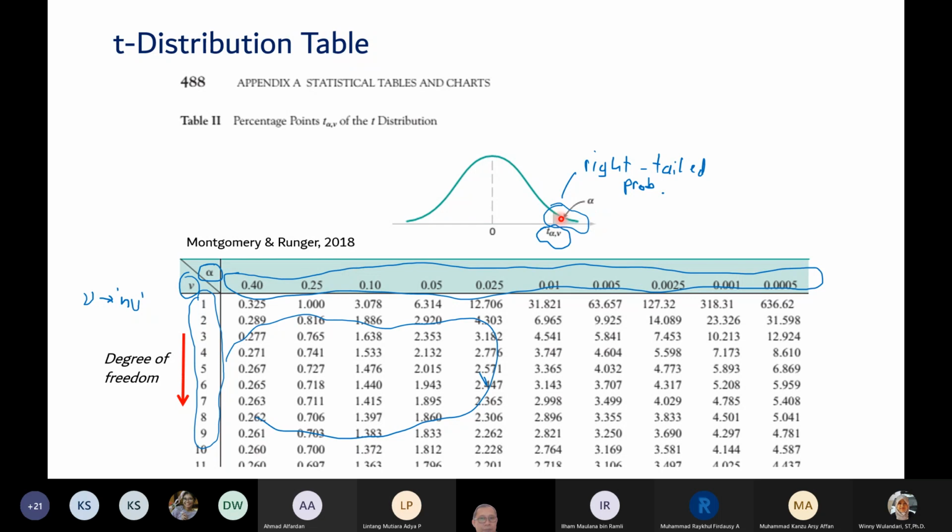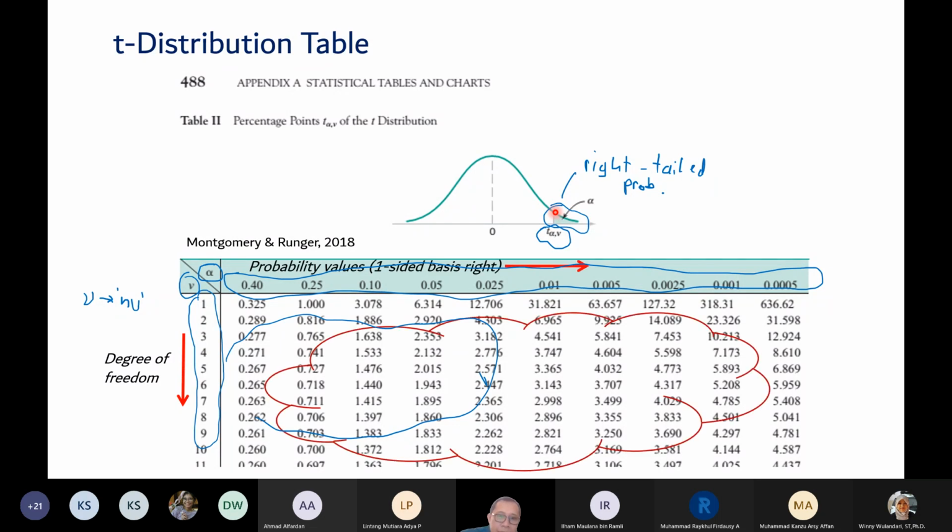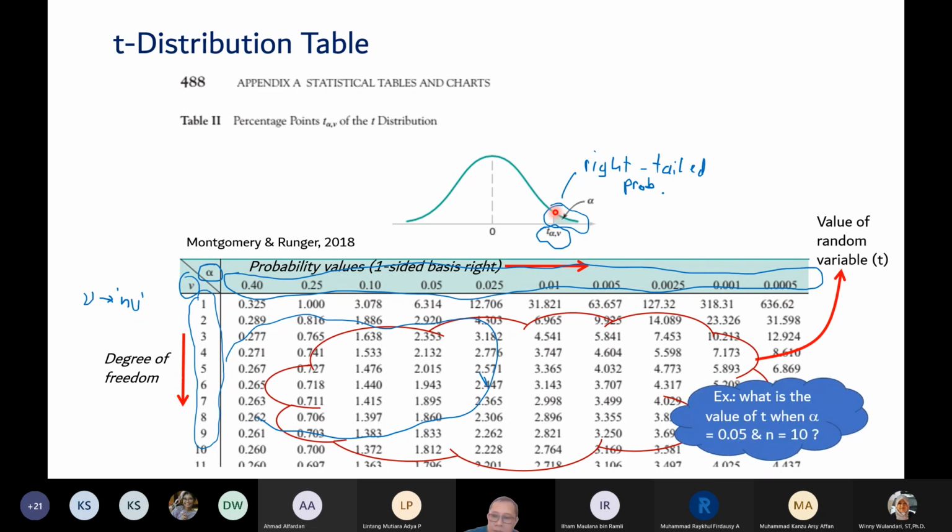Let's see one example now. The example is: what is the t value when alpha is 5% and n equals 10? That is, what is the t value when alpha is 5% and the sample size is 10. The sample size is 10, not the degree of freedom.